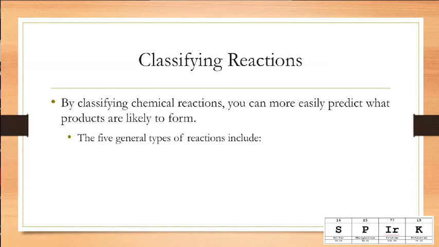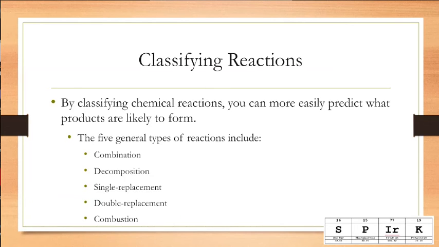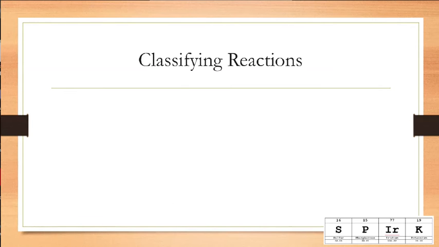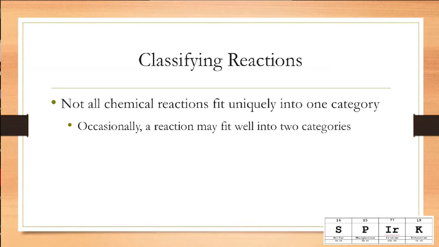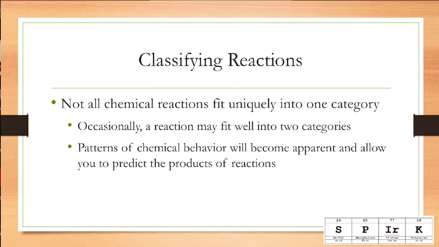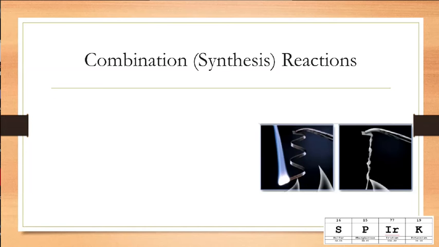There are 5 general types of reactions, and they include combination reaction, decomposition, single replacement, double replacement, and combustion. Not all chemical reactions fit uniquely into one category. Occasionally, a reaction may fit well into 2 categories. Patterns of chemical behavior will become apparent and allow you to predict the products of reactions.